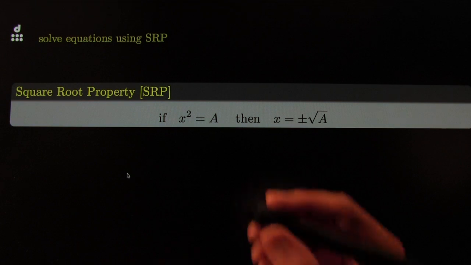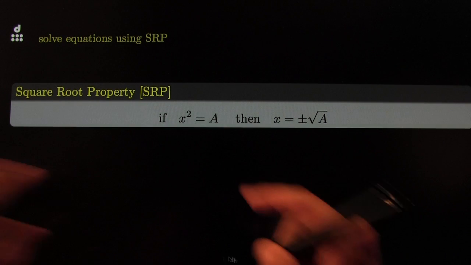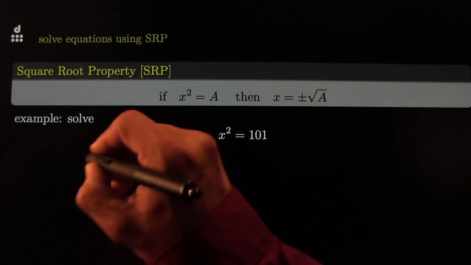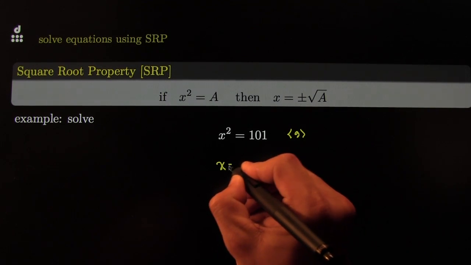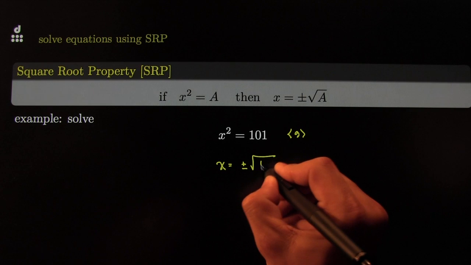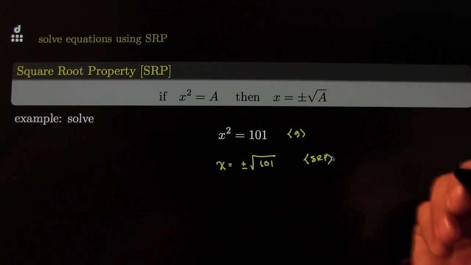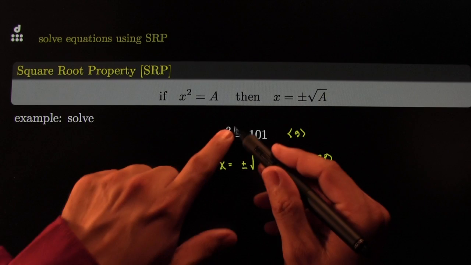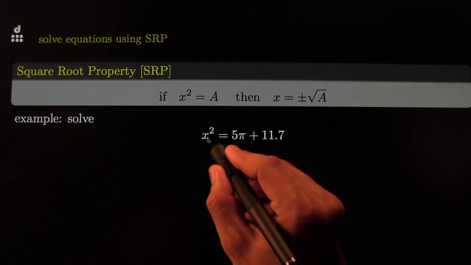So let's practice our newfound tool here, the square root property, to solve equations that fit this pattern. Here we go. So if this is given, I'm going to go with x equals plus or minus the square root of 101. And that's by square root property. Bim. Done. Bam. Yippee-ki-yay. Super easy. That's the perfect medicine to get rid of it, that square root property. That was too easy. Let's try another one.